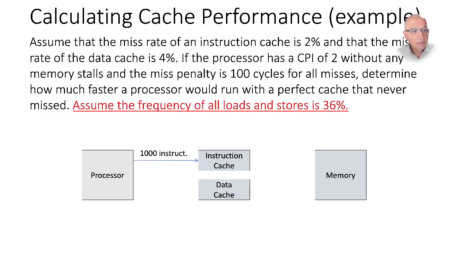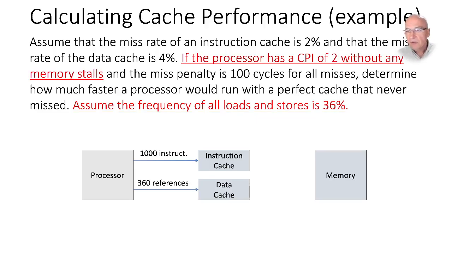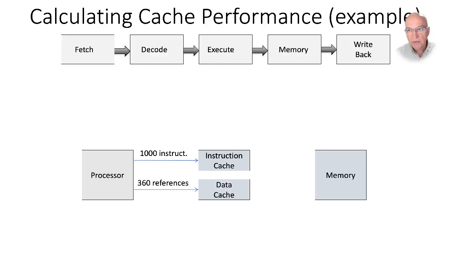The problem says that I should assume that the frequency of all loads and stores is 36%. So if I have 36% frequency of loads and stores, it means that there will be 360 references to the data cache. Because I'm executing 1,000 instructions, 360 of them will access the data cache. And the problem also tells me that the processor has a CPI of 2 without any memory stalls.